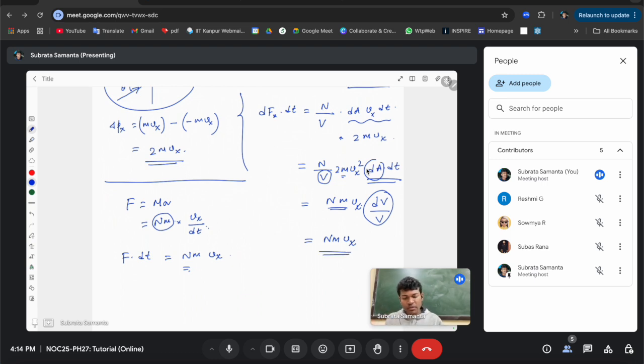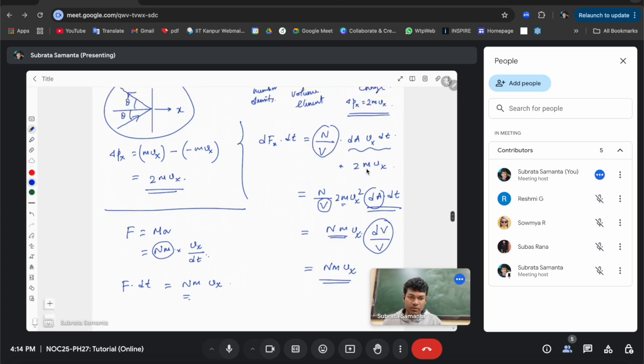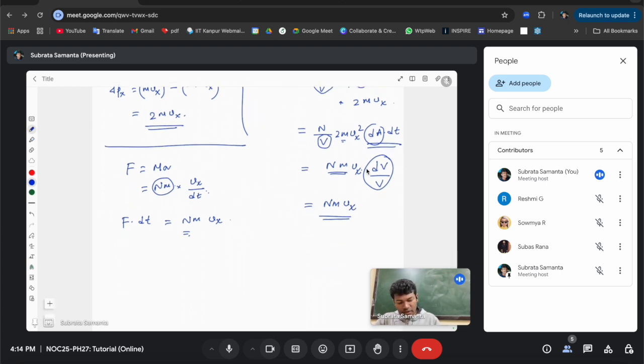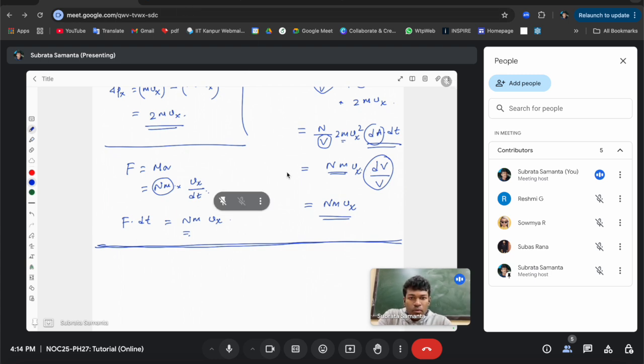So this is consistent with F equals ma, because this N is the number density, not the mass density. Mass density differs from the number density; mass density is basically m by V, not N by V. That is the confusion in the questions: the density is not the same as the number density or mass density, so you have to specify. If you have any questions on the content or in the assignments, please ask. Otherwise I will solve some problems from the assignments.